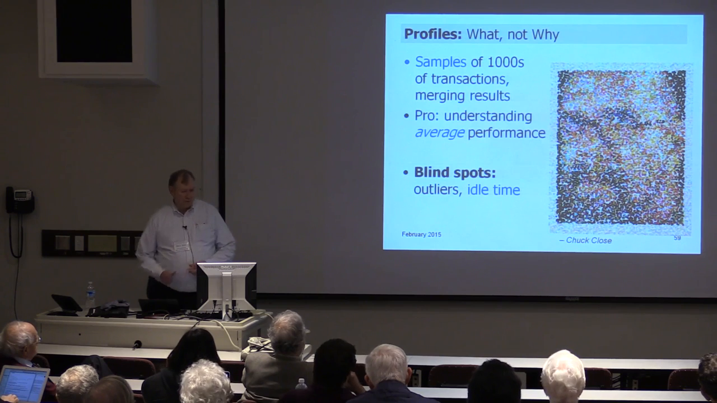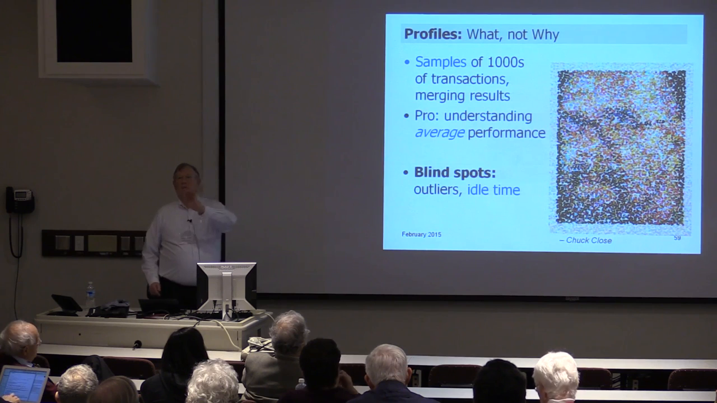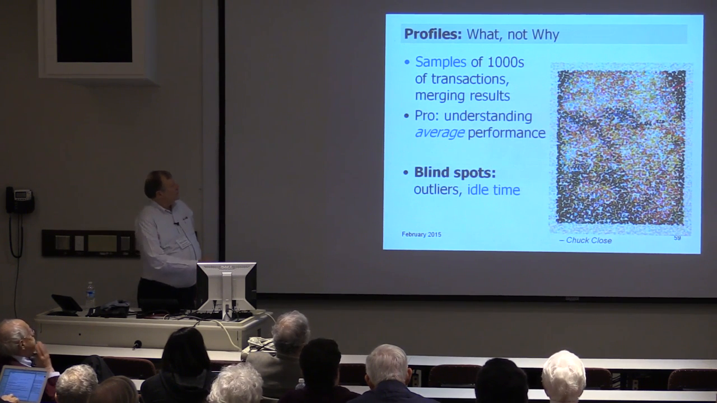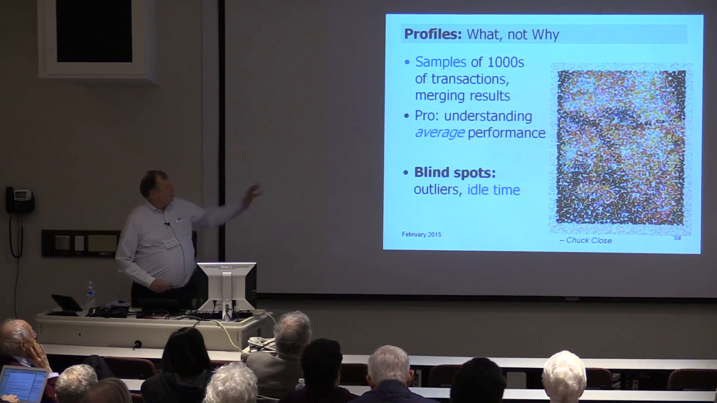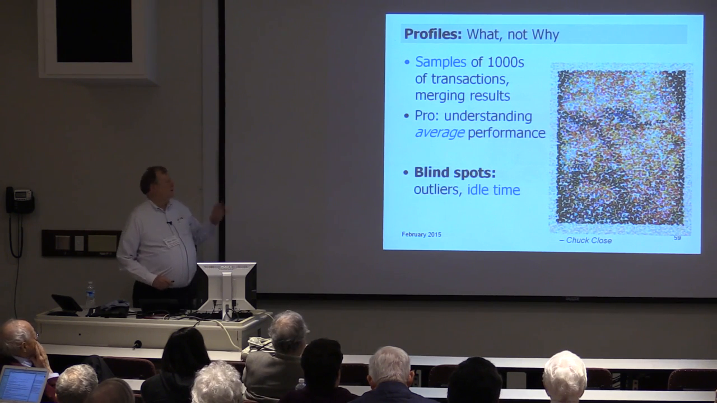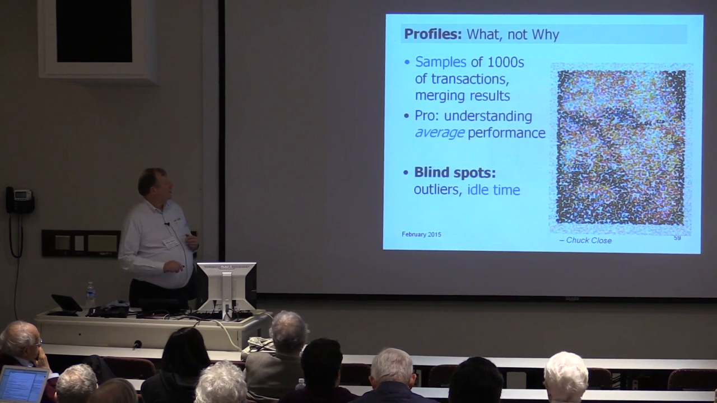I think some of you have used CPU profilers that take a sample of the program counter now and then and then draw this sort of scattershot picture of you were here, you were here, you were here, and you were here more often and here less often. And you get these little granular samples and you get some idea of what's going on and it tells you a fair amount about the average performance. And you get a few blind spots.